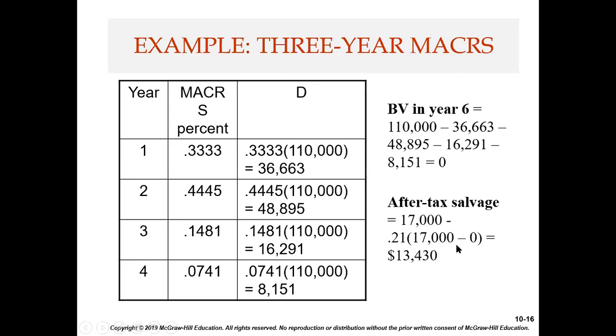So all $17,000 would be taxed. So we multiply the 17,000 by 21%, we get $3,570. So although we get $17,000 of cash on this equipment, we're going to have to pay $3,570 in taxes. So how much cash will we really have at the end of that 6th year from this? $13,430. Are there any questions on that?